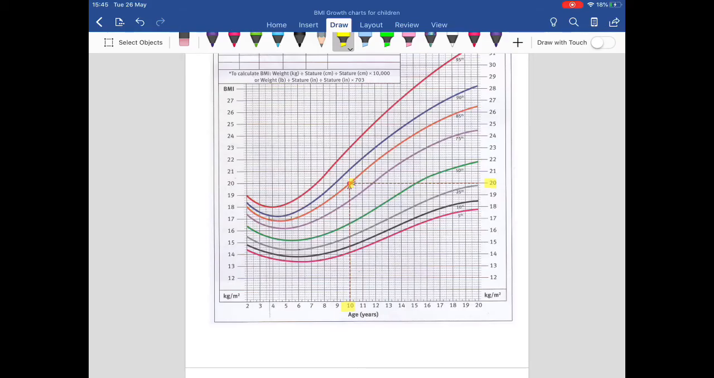85% of 10-year-olds with a 20 BMI are the same as her. It also means that if this is on the 85th percentile, 85% of girls 10 years old have a lower BMI than what she does. And it also means that 15% of the girls that are 10 years old have a BMI greater than hers or higher than hers. So is she average? No. In fact, she is above average because your average BMI is here. So the average 10-year-old should have a BMI of between 16 and 17.